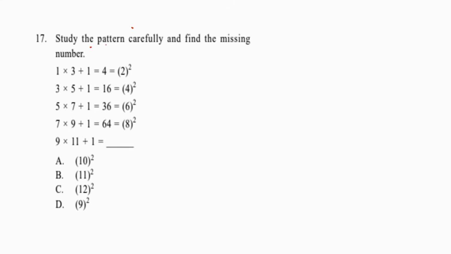Next, moving on, study the pattern carefully and find the missing number. In this one, if we observe just the right-hand side, it is multiples of 2's power. We don't have to take the left-hand side. We can simply follow the right-hand side pattern. 2 square, 4 square, 6 square, 8 square. So next one should be 10 square, which is option A. So that's the pattern: multiples of 2 raised to 2.